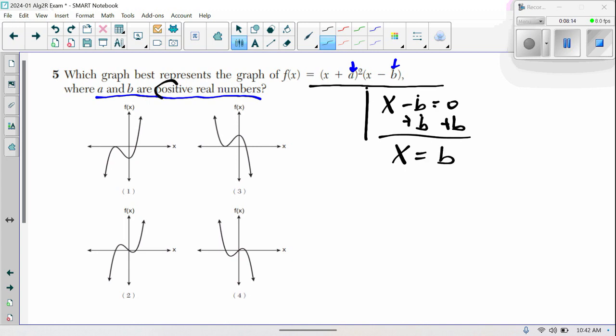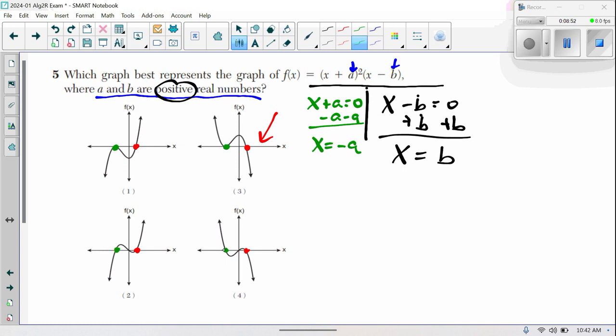We know b is positive. So one of my x-intercepts is going to be on the positive side of the x-axis. This one's on the positive side, this has a positive side here, and this one too. Okay, so that's good. But let's look at x plus a. If I have x plus a equals 0, now I subtract a from both sides. So now I've got an answer on the negative side. Negative is over here on the x-axis; these are negative values.